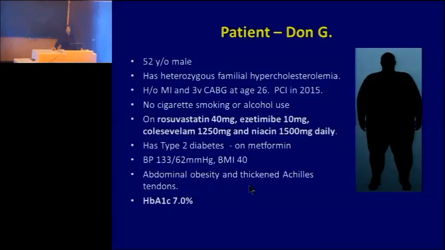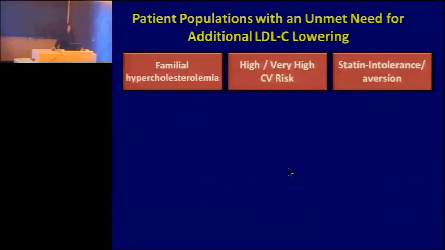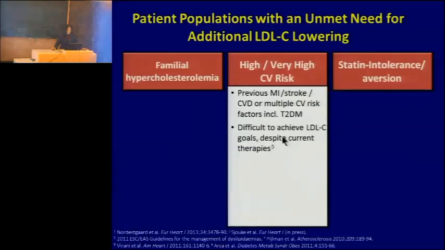But what about his lipids? His treated lipids are shown here. His LDL is 127 on 4 drugs. So is that enough? He recently had an event on 4-drug therapy. So there are patient populations who do have an unmet need for additional LDL cholesterol lowering. These are the individuals who are at very high cardiovascular risk. These are the ones who have had previous MI, strokes, and also have diabetes. They're difficult to get to goal.